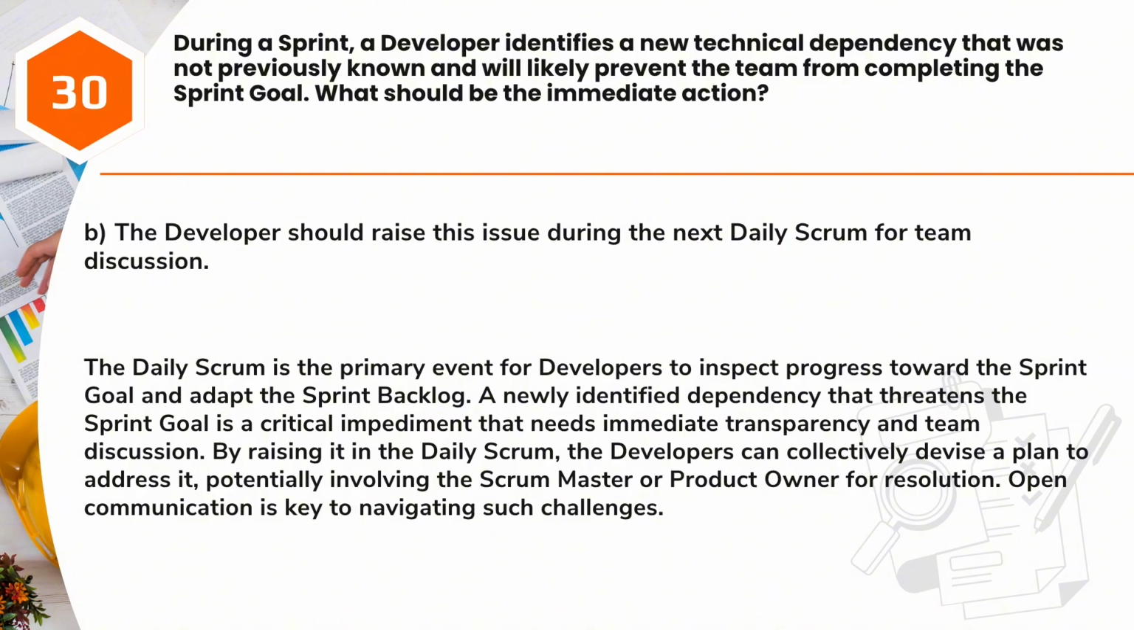Answer, B. The developer should raise this issue during the next Daily Scrum for team discussion. The Daily Scrum is the primary event for developers to inspect progress toward the sprint goal and adapt the sprint backlog. A newly identified dependency that threatens the sprint goal is a critical impediment that needs immediate transparency and team discussion. By raising it in the Daily Scrum, the developers can collectively devise a plan to address it, potentially involving the Scrum Master or Product Owner for resolution. Open communication is key to navigating such challenges.